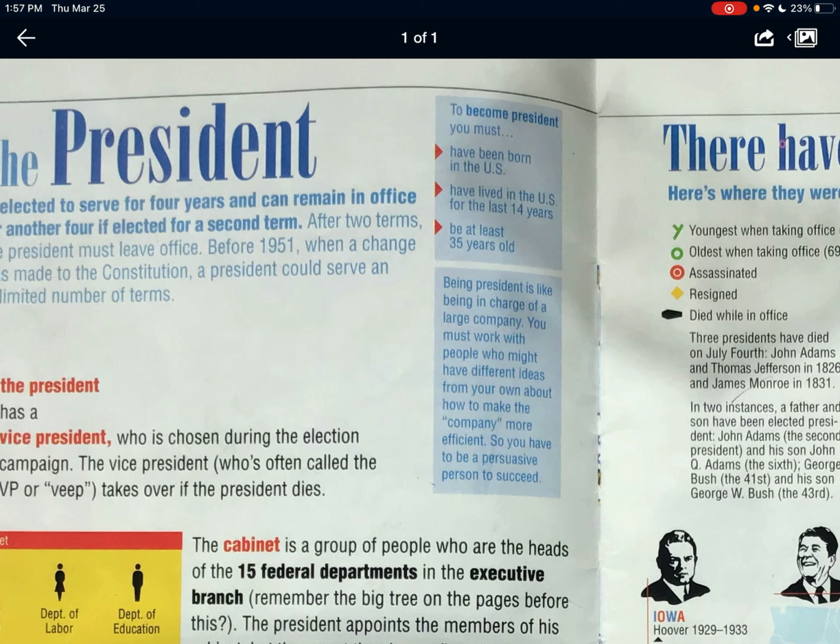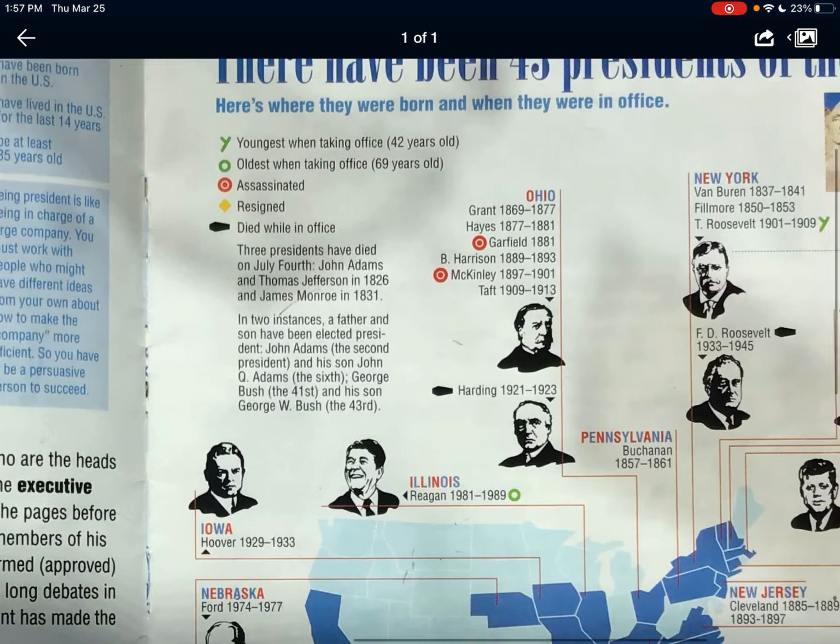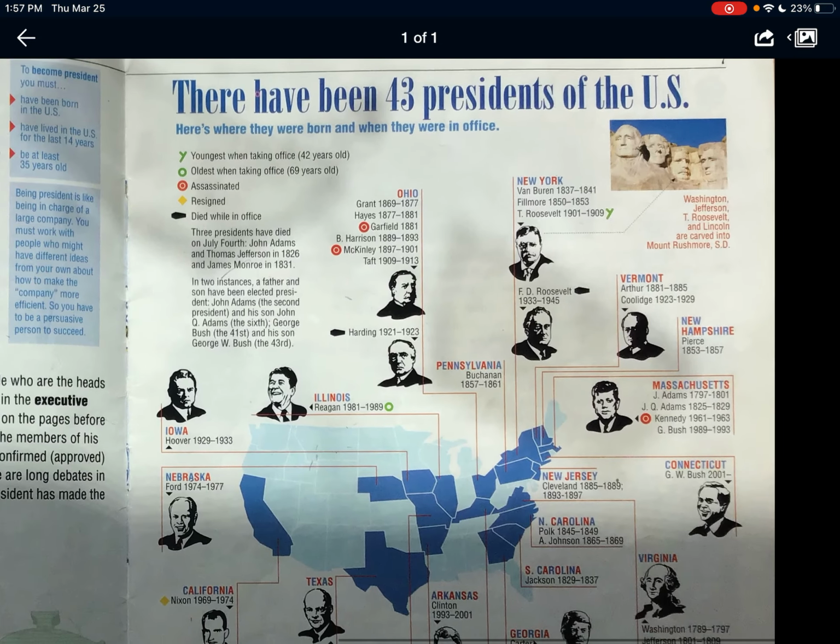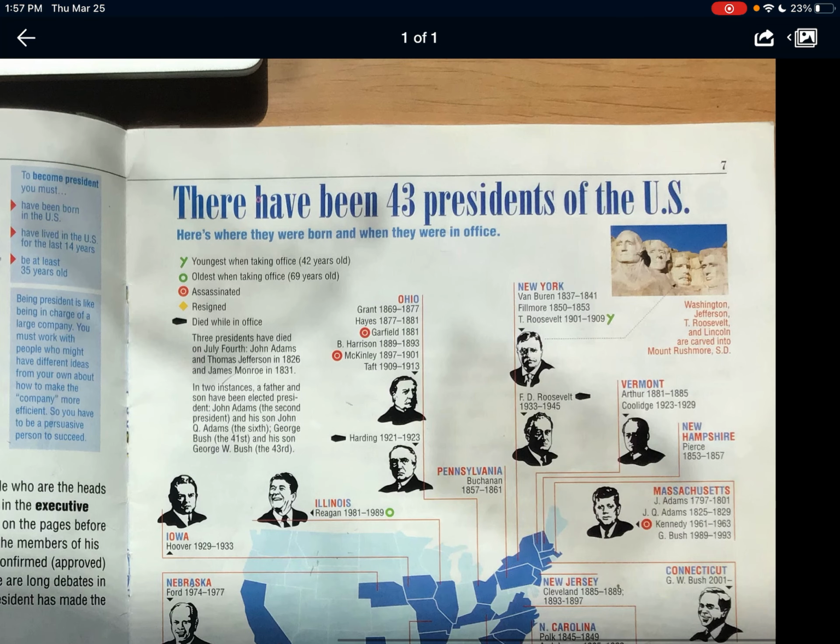Okay? All right, then I'd like you to take a look at page number 7. All right, page number 7, that's right here. Now this is an old handout. It says there have been 43 presidents. Currently, we're on number 46.